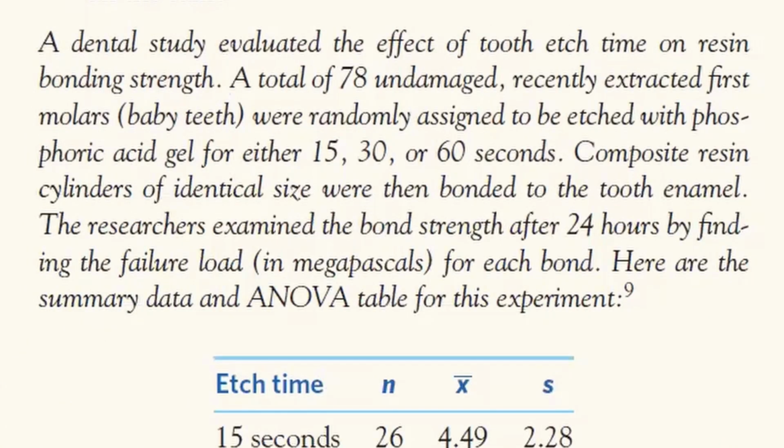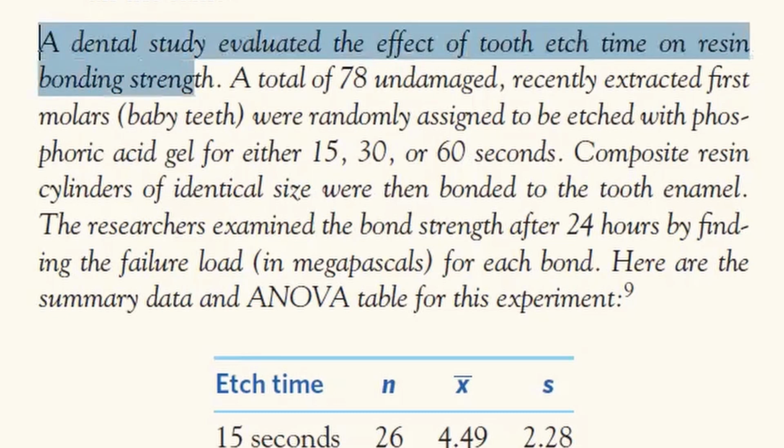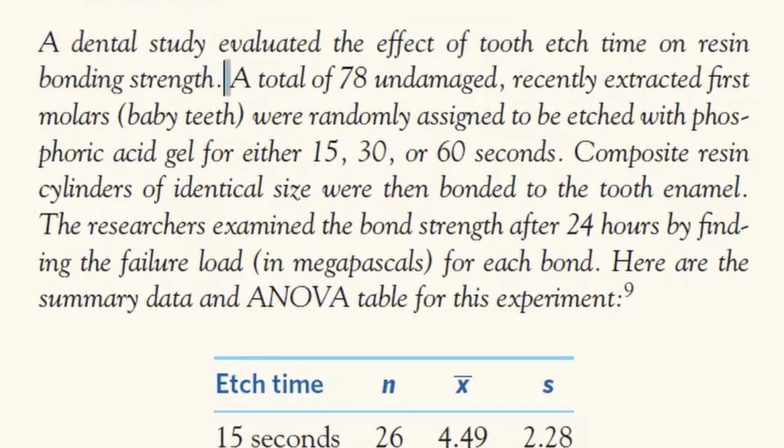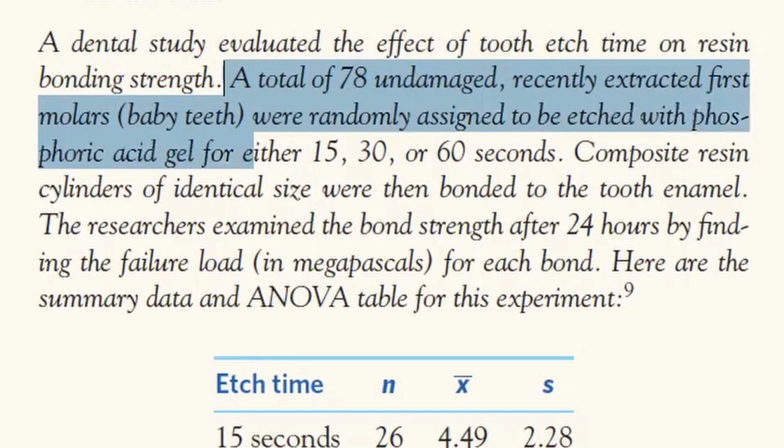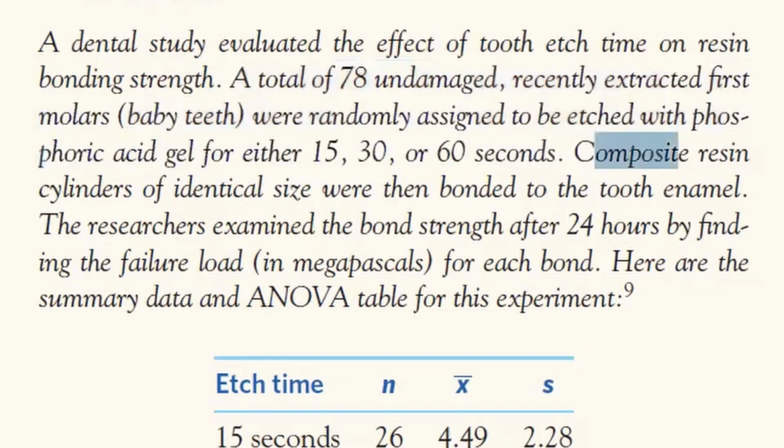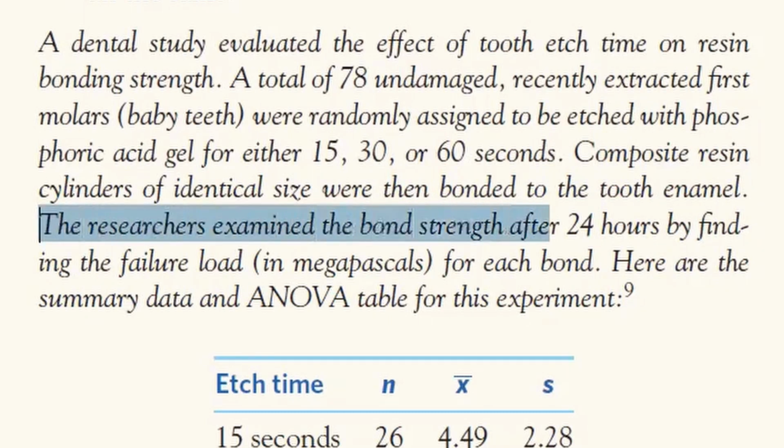And then you could look at a dental study that evaluated the effect of tooth etch time on resin bonding strength. A total of 78 undamaged, recently extracted first molars, baby teeth, were randomly assigned to be etched with phosphoric acid gel for either 15, 30, or 60 seconds. Composite resin cylinders of identical size were then bonded to the tooth enamel. The researchers examined the bond strength after 24 hours by finding the failure load in megapascals for each bond.